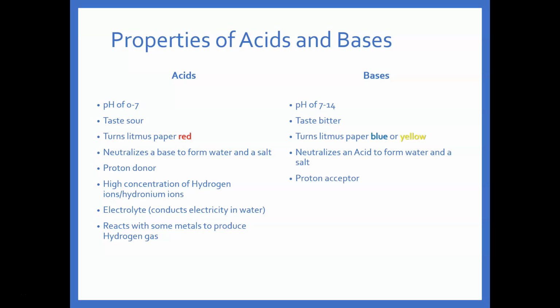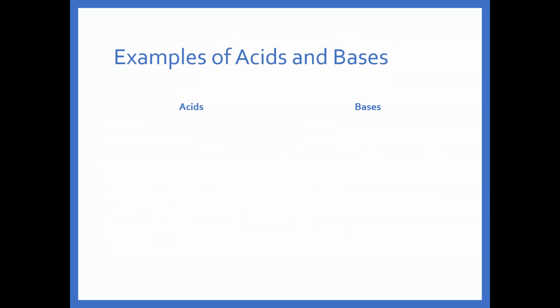They are proton acceptors. They have a high concentration of hydroxide ions. They are also electrolytes, and they feel slippery to the touch. Soap is a base, which is why it feels slippery on your hands. So some examples of acids and bases.